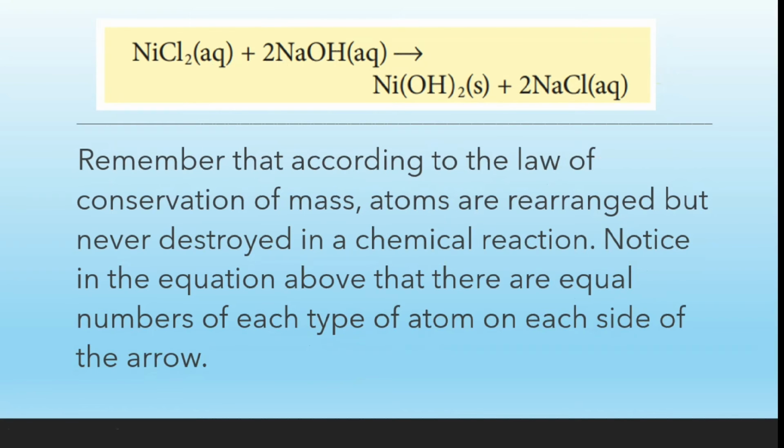Remember that according to the law of conservation of mass, atoms are rearranged but never destroyed in a chemical reaction. Notice in the equation above that there are equal numbers of each type of atom on each side of the arrow.